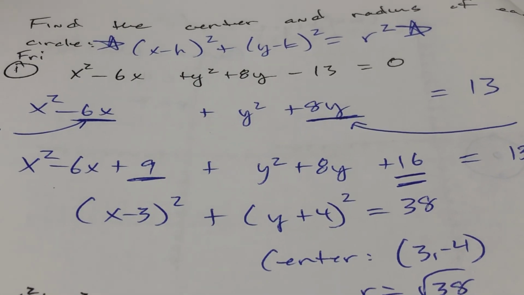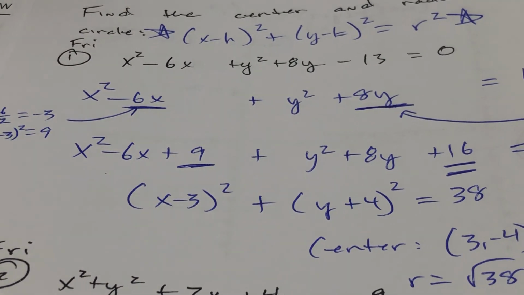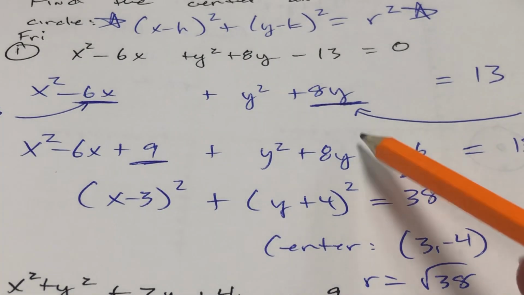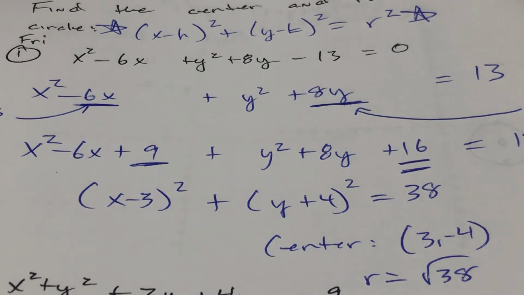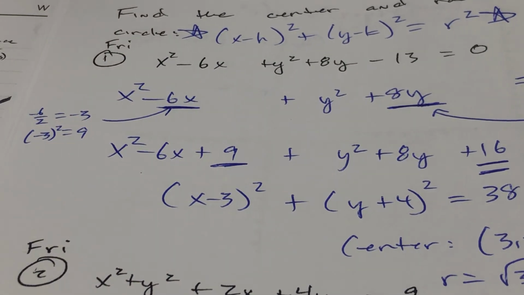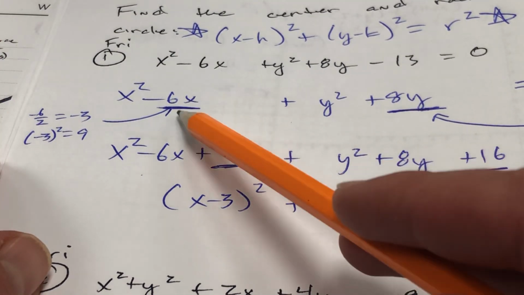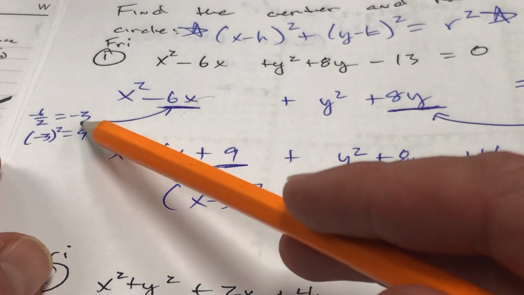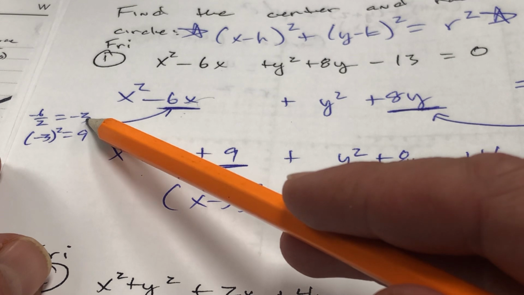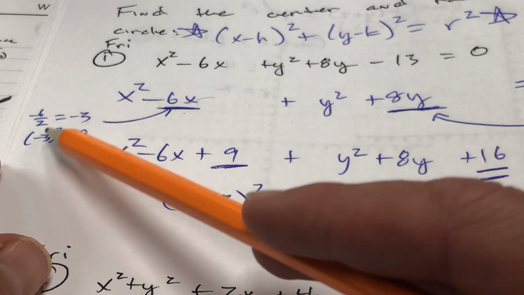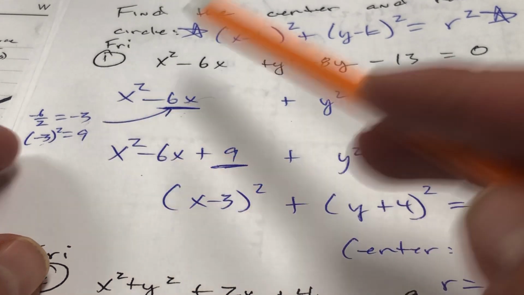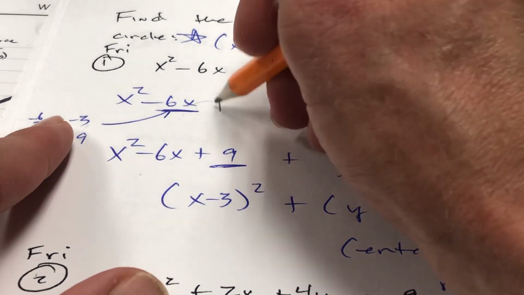All right, what we're going to have to do is complete the square twice. So this negative 13 needs to move over. I need to leave a space after negative 6x and a space after 8y. Here's how you complete the square. I take this middle term, which is negative 6. I divide it by 2. I take half the middle term, and then I square it. What is negative 3 squared? It's 9. So I put a plus 9 there.